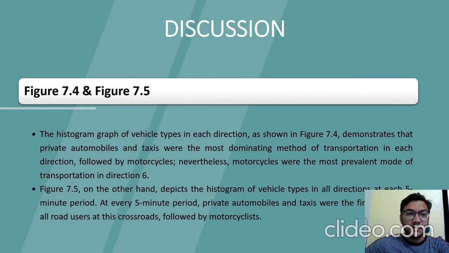Now next, figure 7.4 and figure 7.5. Figure 7.4 is a histogram of the different vehicle types in each direction, showing that motorcycles were the most common form of transport in direction 6. Figure 7.5, on the other hand, shows the vehicle types histogram for each 5-minute interval for all directions.